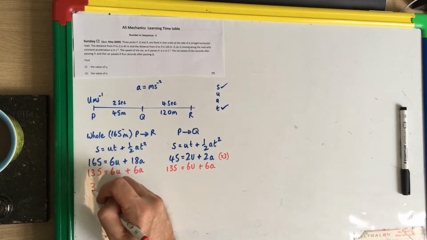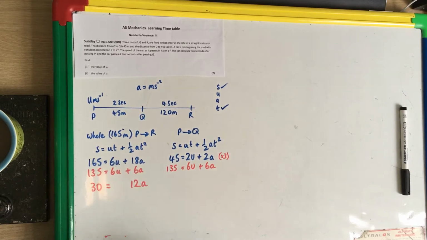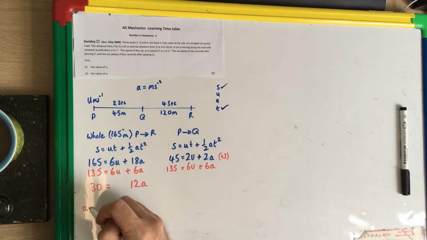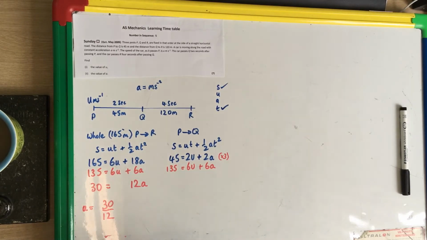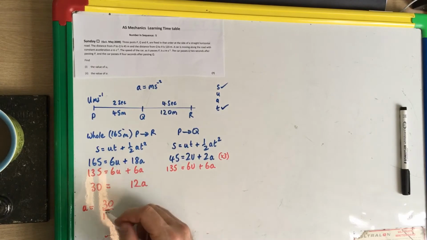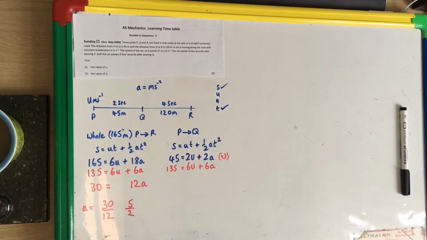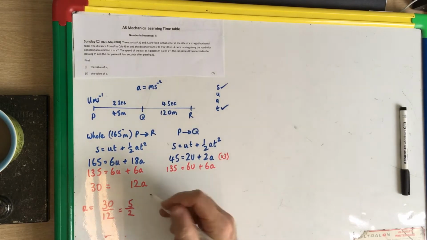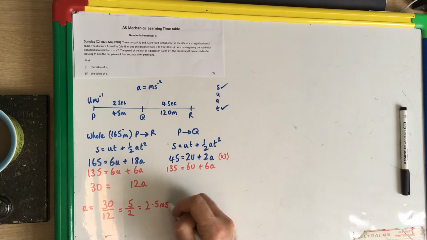135 take away 105 leaves me with 30 is equal to 12a. So the acceleration is just 30 divided by 12. 6 goes into both of these, doesn't it? 6 goes into that 5 times, and 6 goes into that twice. So it's 5/2, or 2.5 meters per second squared.